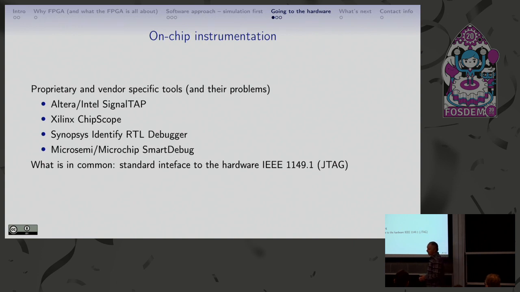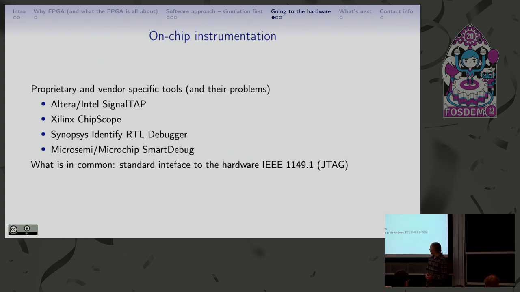And for on-chip, on-hardware debugging, there are tools from all the vendors. Altera has SignalTap, Xilinx ChipScope, Synopsys has Identify RTL Debugger, which is running on, I think, all the FPGA families supported by Synopsys. MicroSemi Microchip have their own SmartDebug features. So you actually can look inside the running hardware, the running FPGA chip, and get the same traces, look at the signals, and in some advanced cases like SmartDebug, you can even try to toggle or tweak some signals in the running system and see how your hardware reacts to this.